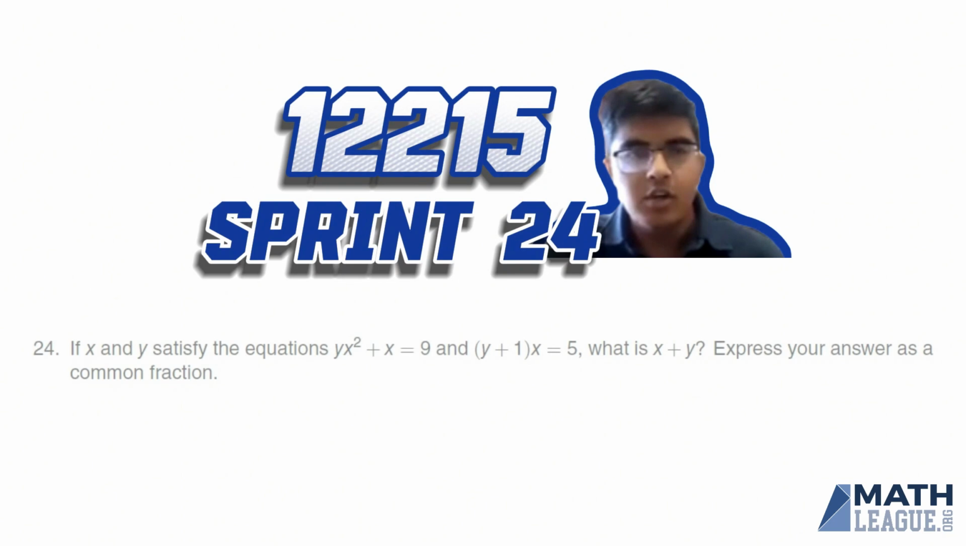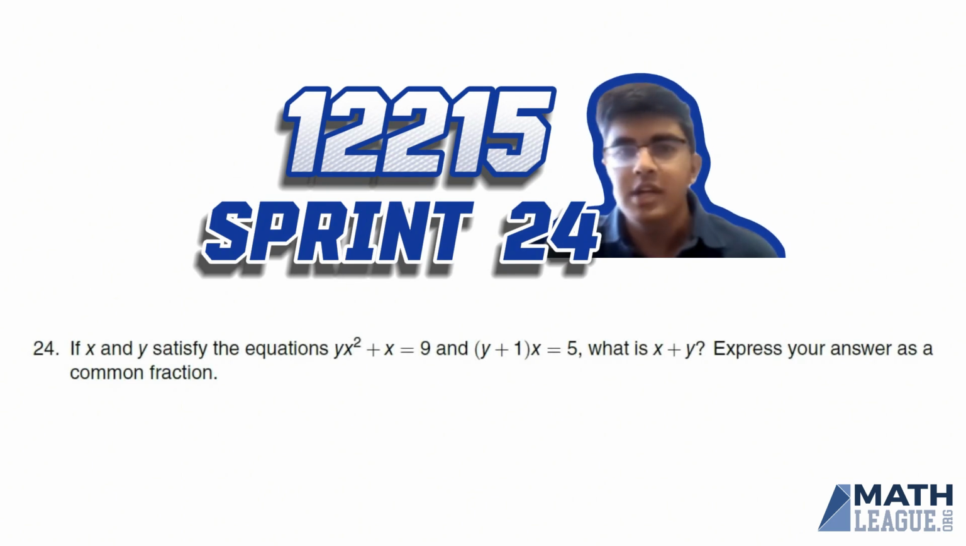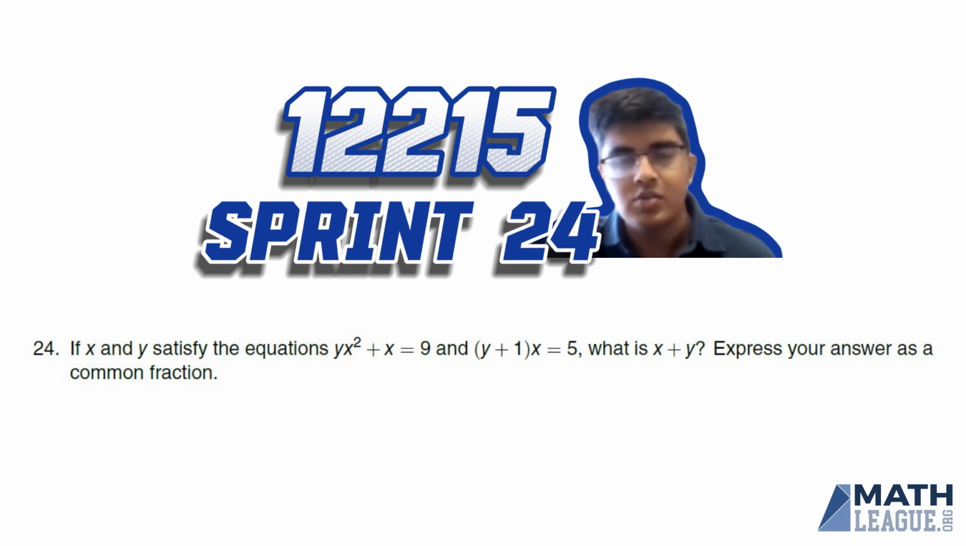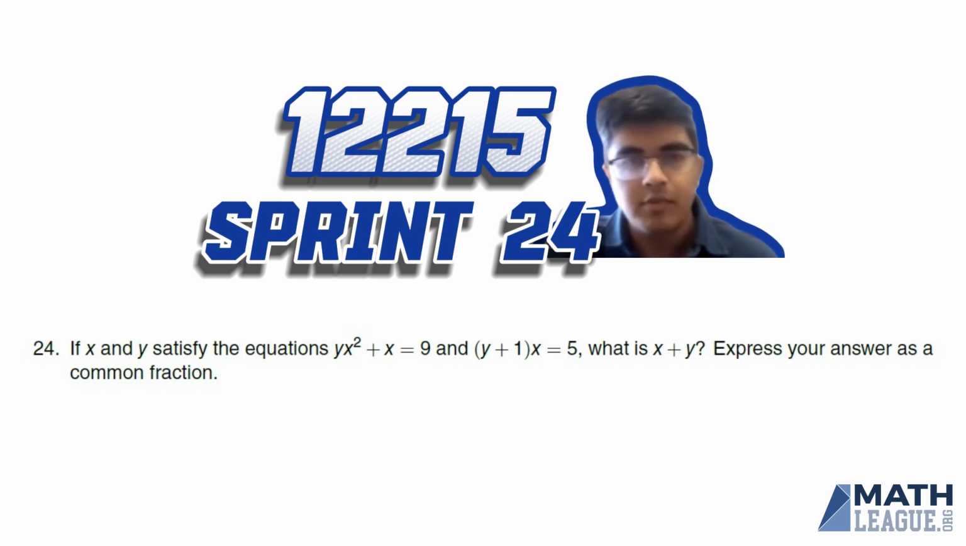Okay, so I'll be going over number 24 on the sprint round. If x and y satisfy the equations yx squared plus x equals 9 and (y plus 1) times x equals 5, what is x plus y? Express your answer as a common fraction.